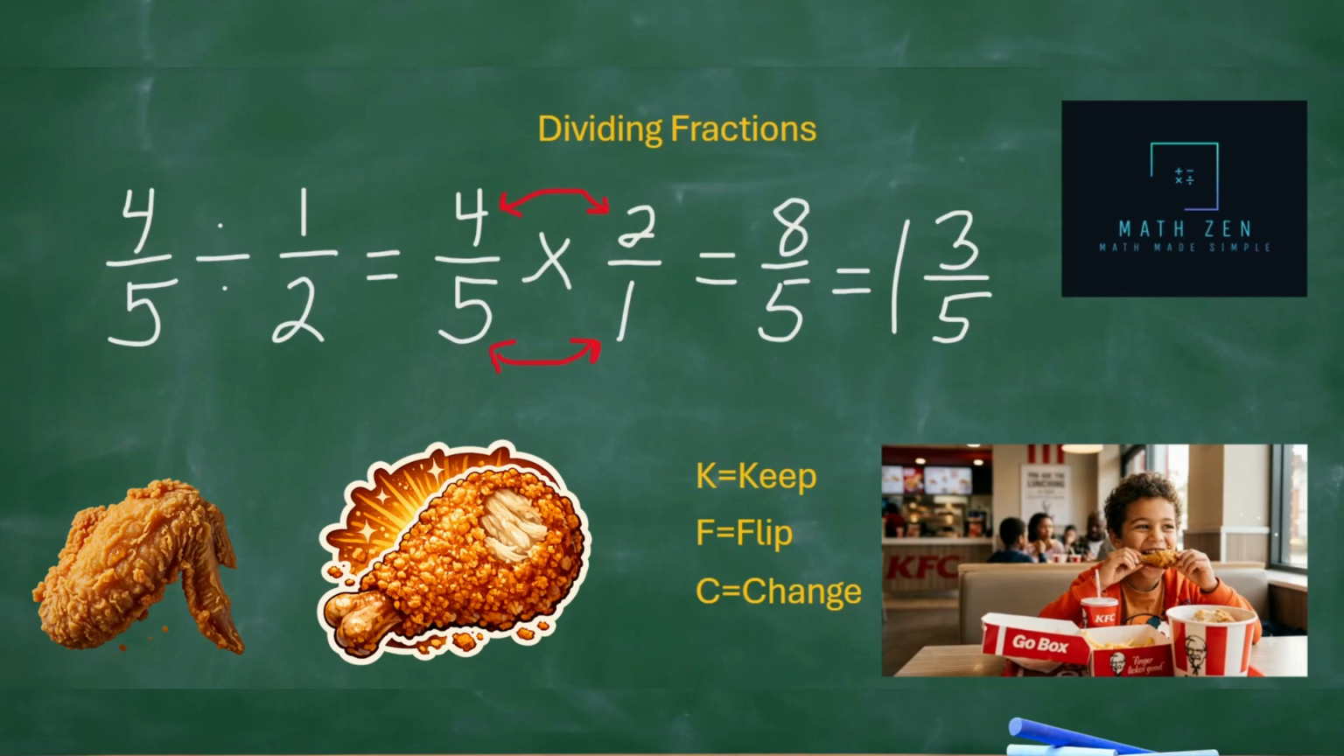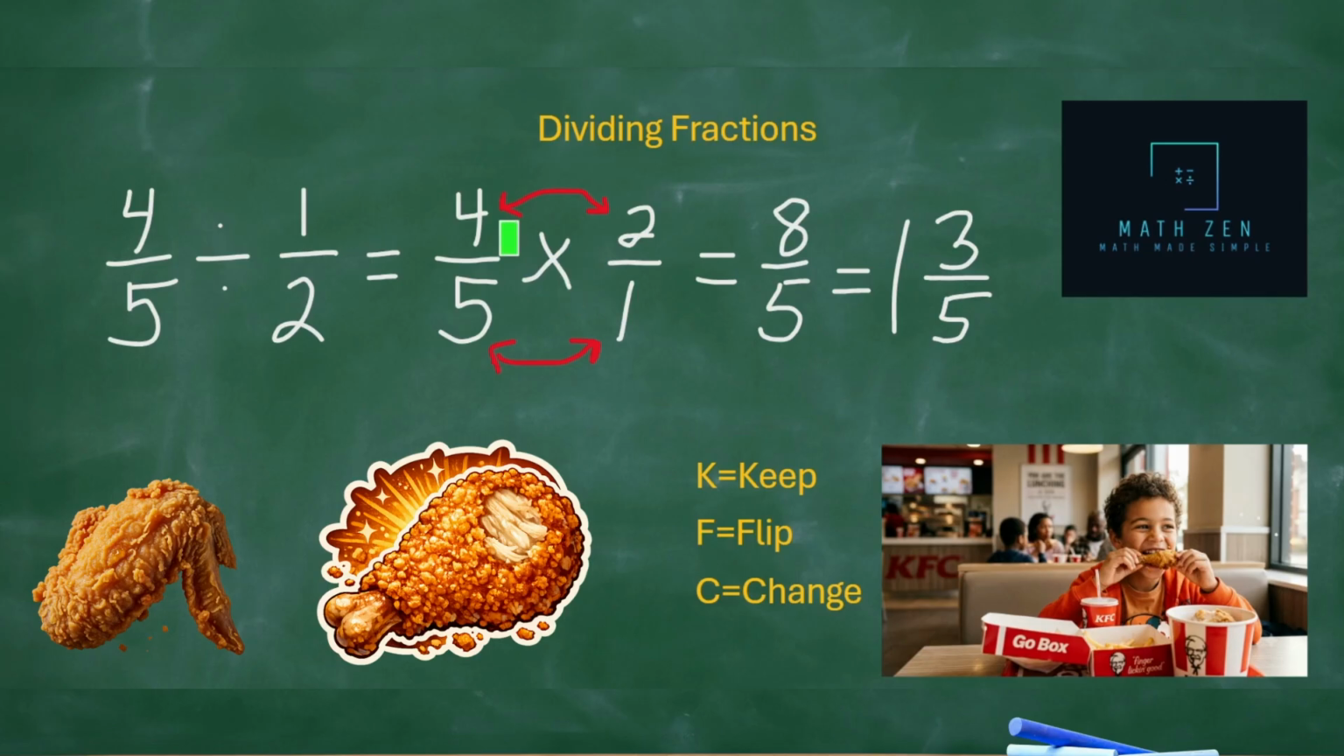What that means here is, this is your original problem: 4/5 divided by 1/2. What you do is you follow KFC. Keep, so we keep the same for the first term. So 4/5, we just keep it. For the second term, 1/2, we flip it. The 2 is now up top, and the 1 is down below. And the C stands for change. We just change this operation to a multiplication symbol.